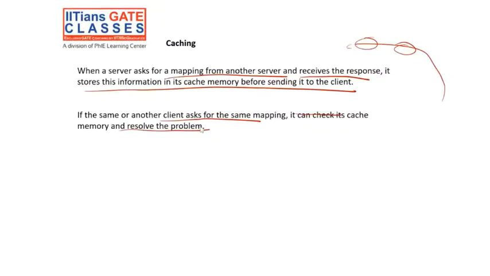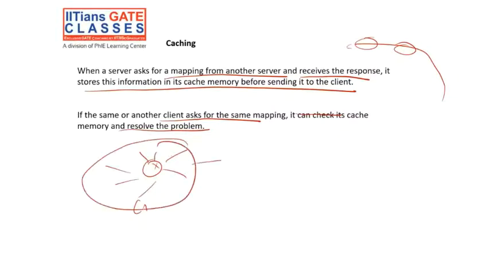It is just checking the cache. So this is your client, let's say, and this is your LAN, right? On the LAN, one router is there. Then here, your ISP is there, let's say.